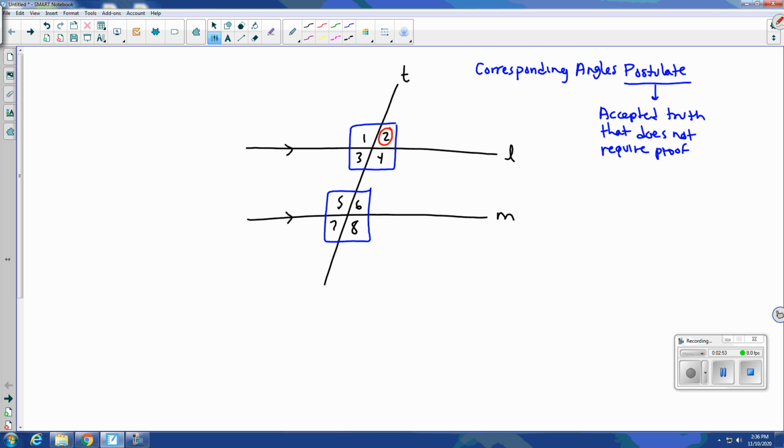So for example, 2 and 6 are both in the top right of their group. 2 and 6 are corresponding. You could say 4 and 8, 1 and 5, or 3 and 7. The corresponding angles postulate tells us that corresponding angles are congruent, assuming the lines are parallel. So given the lines are parallel, the angles are congruent.